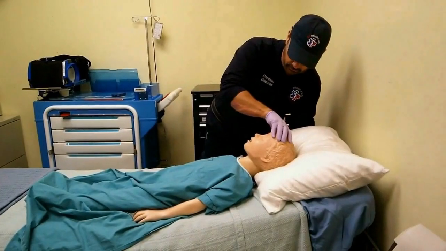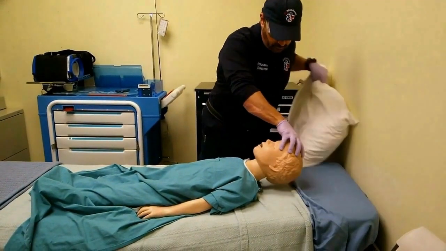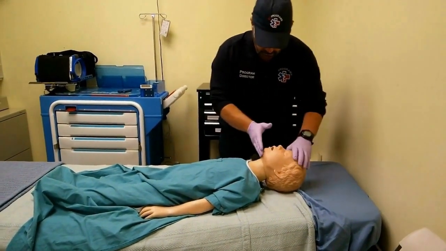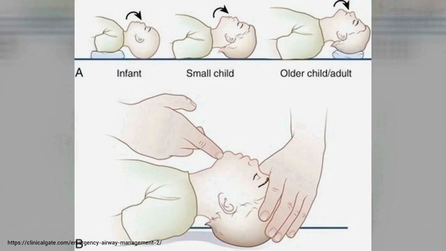To open the airway for a child, tilt the head back slightly. Do not tilt too far back. Hyperextension of the neck during this procedure can occlude the airway since the airway is more flexible at young ages.